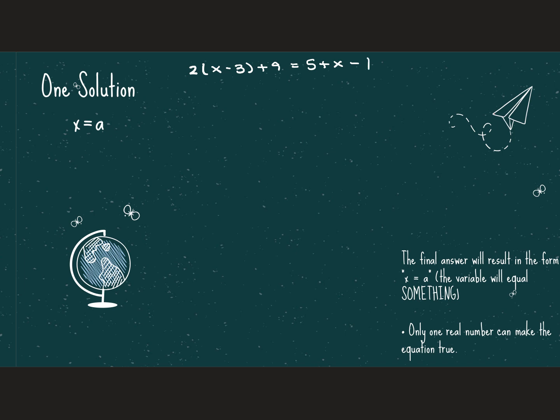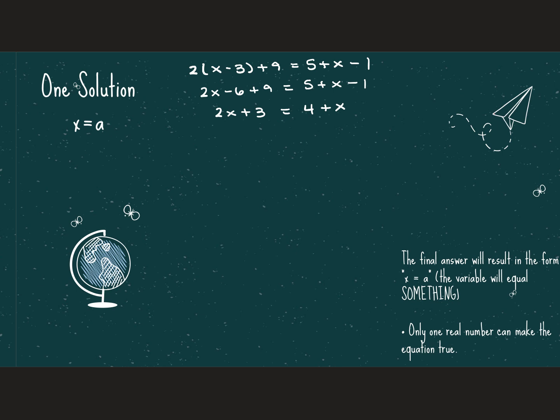Now we're going to use the distributive property. Looking at the left side, I need to distribute, so I have 2x minus 6 plus 9 is equal to 5 plus x minus 1. Still looking at the left side, I have like terms: a constant of negative 6 and a constant of 9. Combining those, I get 3. On the right side, I have a constant of 5 and a constant of negative 1, so I have 4 plus x.